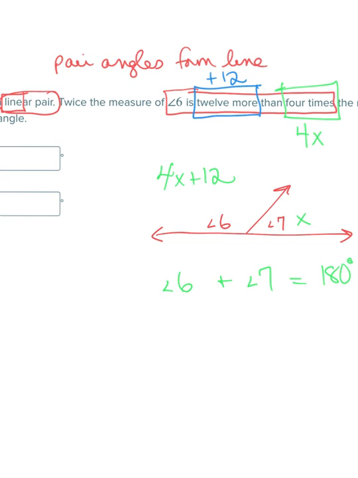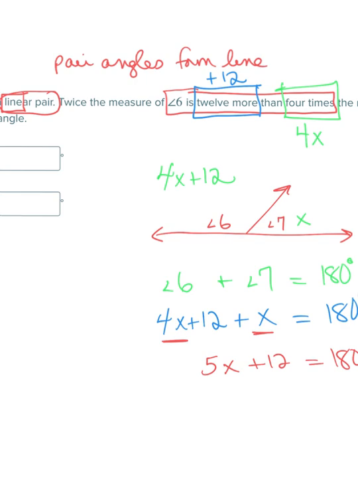Next, I'm going to substitute in the values for angle 6 and 7. Angle 6 was 4x plus 12. Angle 7 was just x because we don't know either measurement. And my line, or linear pair, equals 180 degrees. So first thing I want to do, I notice that I have 4x and I have x, so I want to combine like terms. So 4x plus x is going to give me 5x plus 12 equals 180.